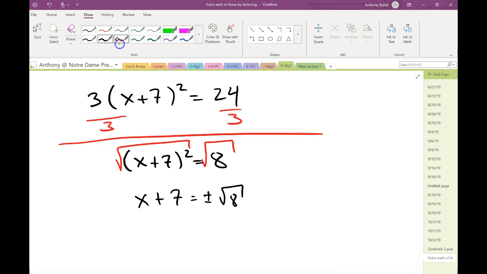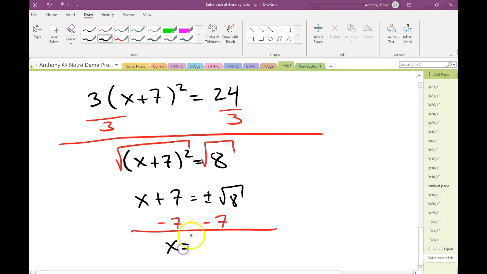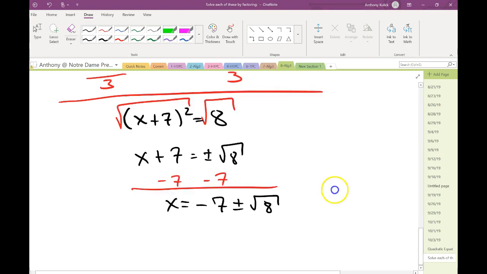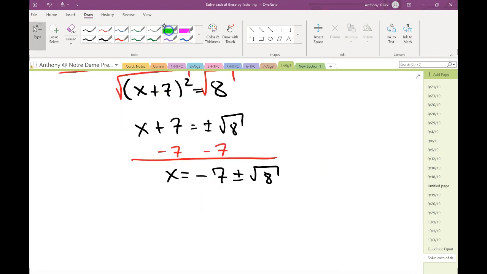And then my last step should be to subtract 7. Now, can I subtract 7 from square root 8? No. So how am I going to write this? I'm just going to write it as negative 7 plus or minus the square root of 8. Now, this is not the best version of this answer.